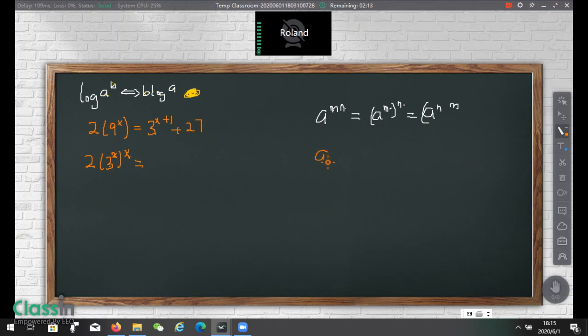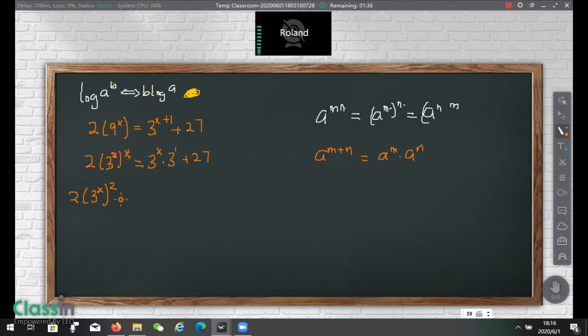The law of indices says a to the power m plus n is a to the power m multiplied by a to the power n. If you do not understand indices, please check my video on indices. So 3 to the power x plus 1 is the same as 3 to the power x multiplied by 3 to the power 1, plus 27. Of course, we can arrange this properly. 3 to the power 2x can be written as 3 to the power x, all squared, just like in the previous example.